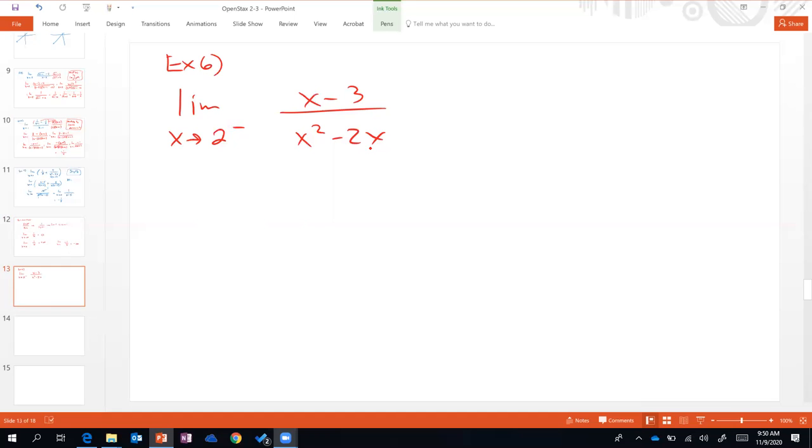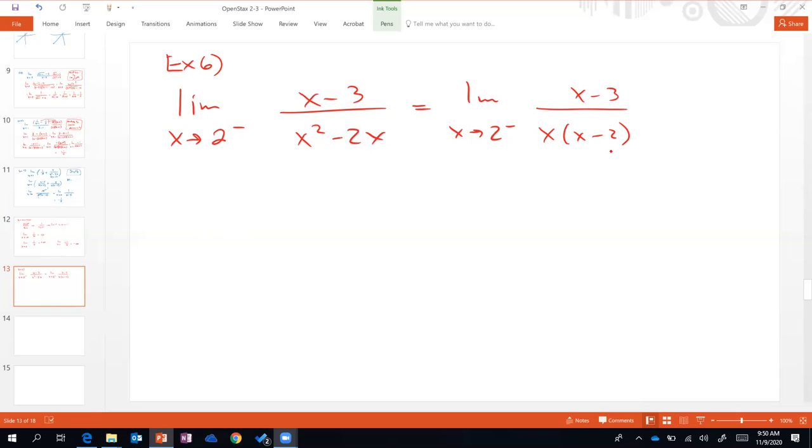In fact, let me do it this way here. Start looking at signs. This stays on top. Can I factor out the x on the bottom? Okay, there with the factoring. So then we're approaching 2 from the left-hand side.